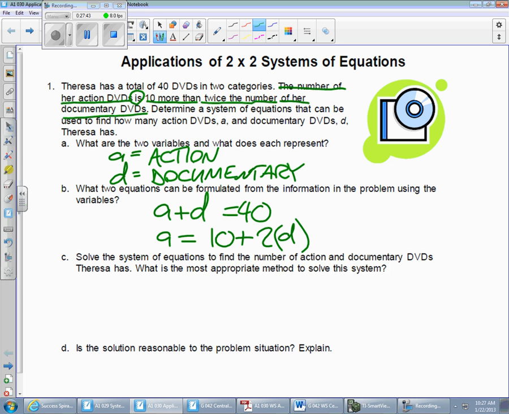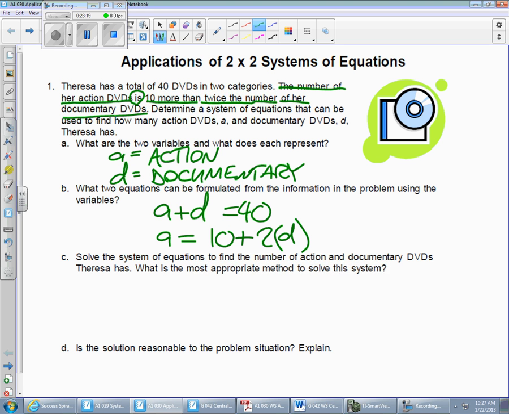And you can even read this back to see if it sounds like what you just said. Her number of action DVDs is going to be equal to 10 more than, or 10 plus, double her number of documentary DVDs. Sound like it says the same thing as the word problem? Sounds pretty reasonable. Okay, well, there you go. You have 2 equations that are written in terms of the variables in the problem. You just wrote a system of equations.